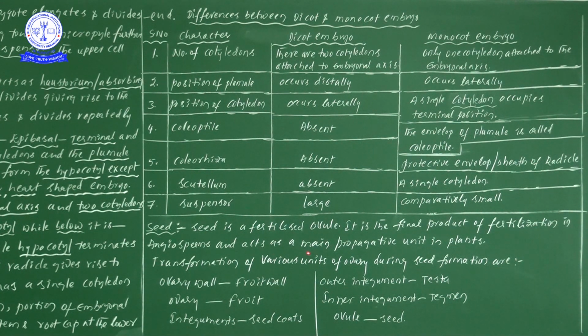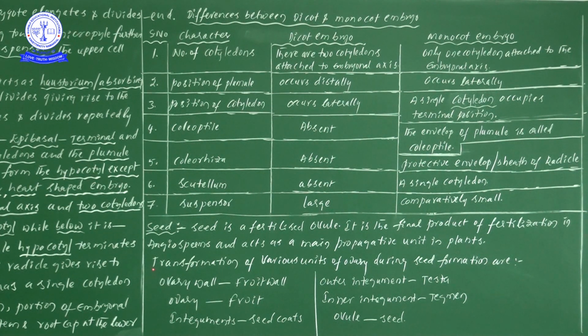Next one, it acts as the main propagative unit in plants. Why? Because we observe the germination and propagation of plants, when these seeds have the capability to germinate. That's why we obtain small plantlets from these seeds. So what is the point? Seeds definitely are involved in propagation, so we can consider these seeds as propagative units in plants.